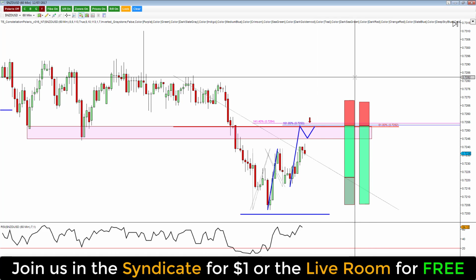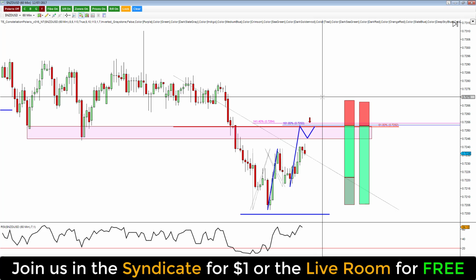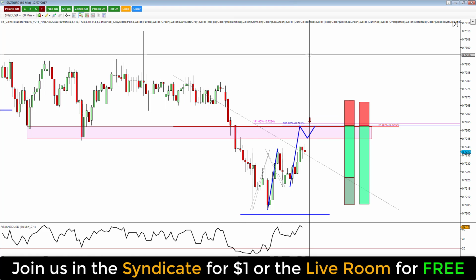So a few ways to enter. I'll certainly be keeping my eye on this. We've had a great week in the market so far. We called a counter trend move on the dollar yen last night as well, which played out.